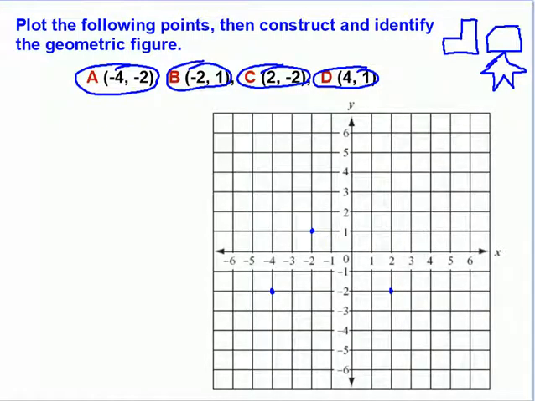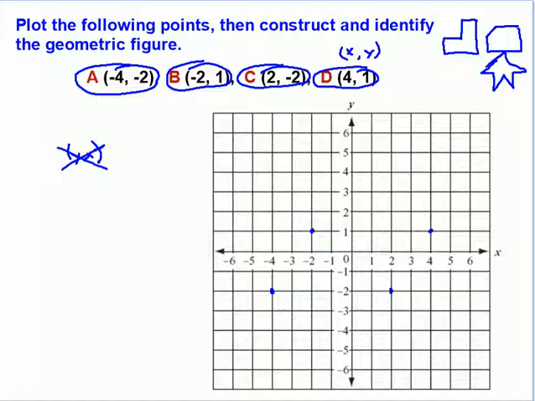And lastly, D is (4, 1). So we'll go 4 over on the x-axis. Remember that coordinates are always x and then y. You're never going to have y and then x. You'll never have that. Not ever. Always x and then y. Okay, then D is (4, 1). So we go 1, 2, 3, 4 over, and then 1 up on the y-axis.